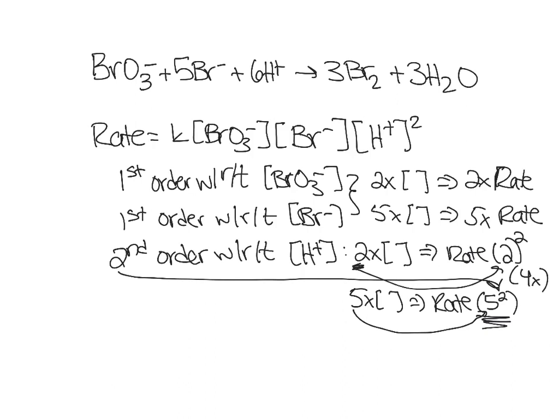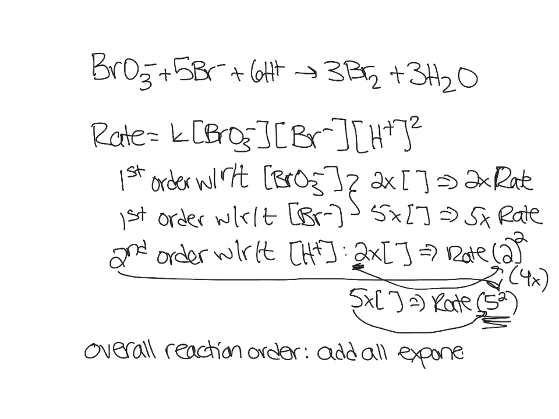Another thing that I want you to know is that there's an overall reaction order. And all you do is you add all of the exponents. So this particular one has an overall reaction order of 1 for the bromate, plus 1 for the bromide, plus 2 for the H+. So this is an overall reaction order of 4. So those are our basic terms for rate laws.